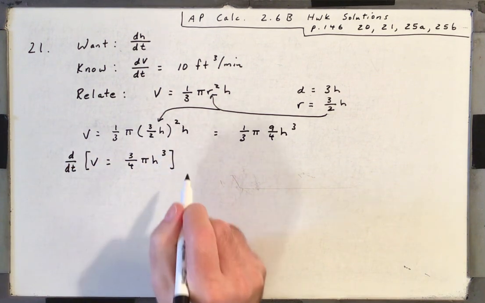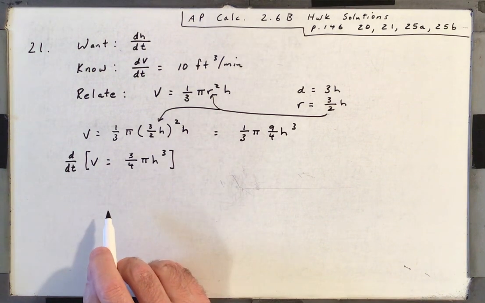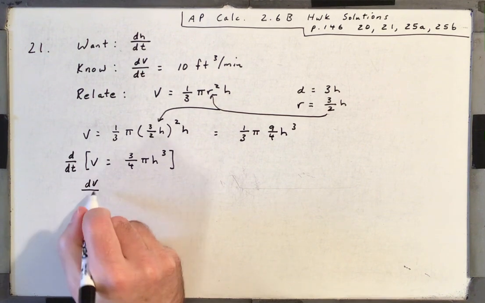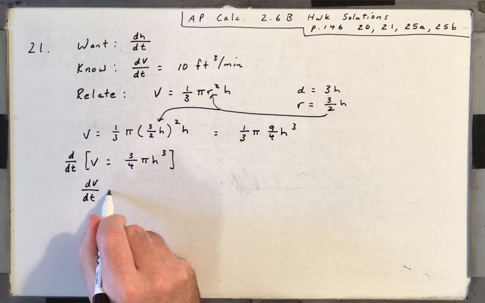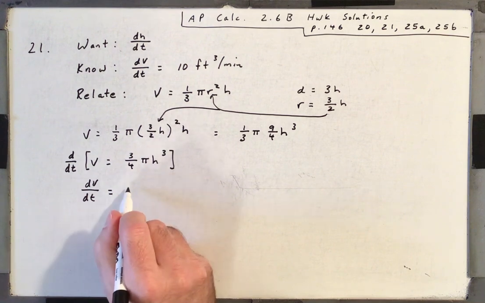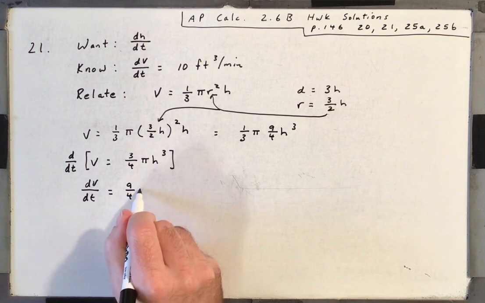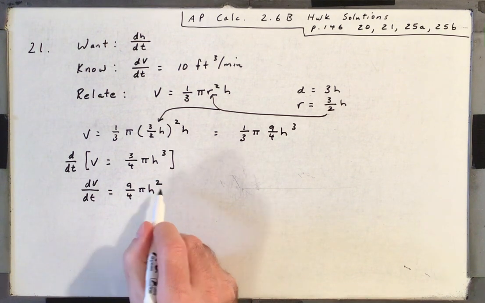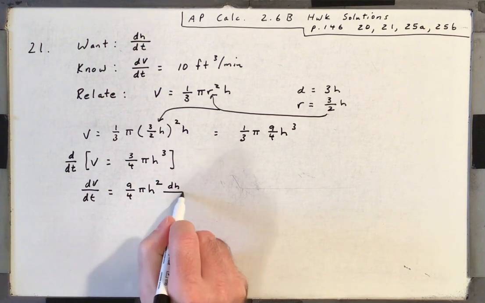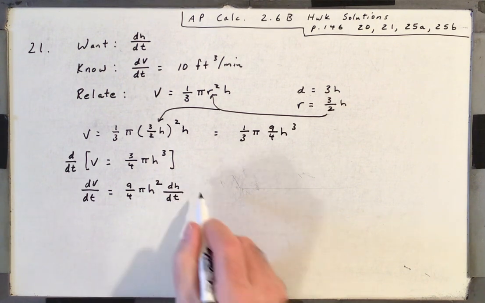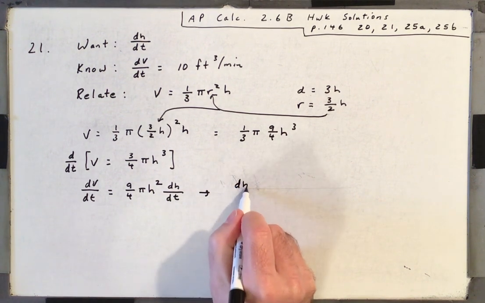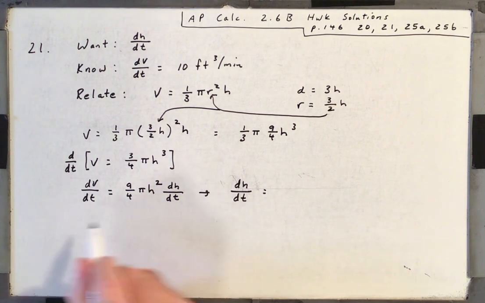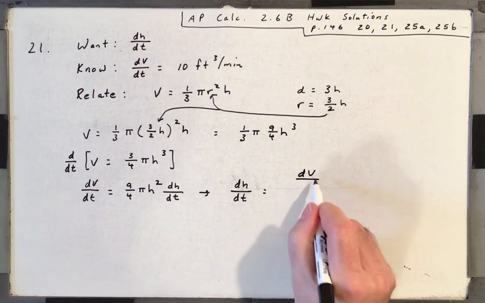So really a lot of the work of this problem is just algebra, and the same was true on the last one. So we have dV/dt, but there's a lot of algebra and calculus. 3 times 3/4, that would be 9/4 pi h squared. Don't forget the exponent. Then times the derivative of h, which is dH/dt. So solving for dH/dt, I'm going to bring that 9/4 pi h squared underneath dV/dt.